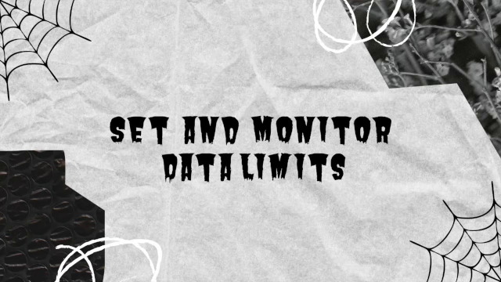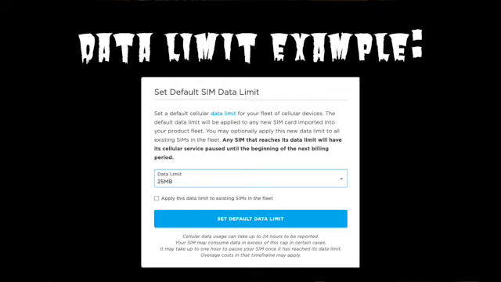Set and monitor cellular data limits. For cellular products, you can set a SIM data limit to control costs on new or existing SIM cards in the fleet. We'll let you know via email when a device is approaching its limit, so you can choose an action to take. If no action is taken, a device will have its cellular service paused for the remaining duration of the billing period. This can impact device availability.